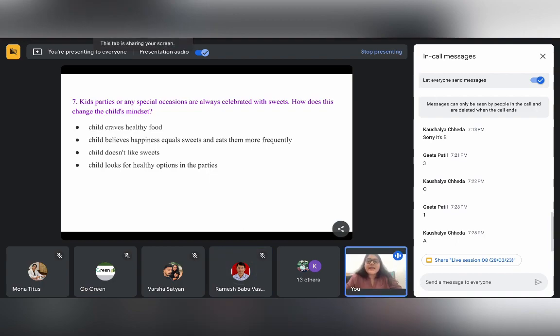Kids' parties or any special occasions are always celebrated with sweets. How does this change the child's mindset? We adults also like sweets, so children will also like sweets. So what do you think is the answer? Option B. Correct. So the child believes happiness equals sweets and eats them more frequently.